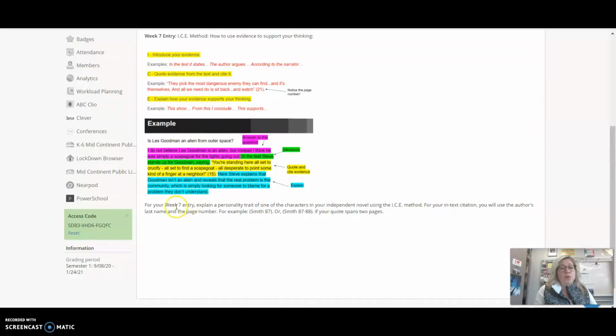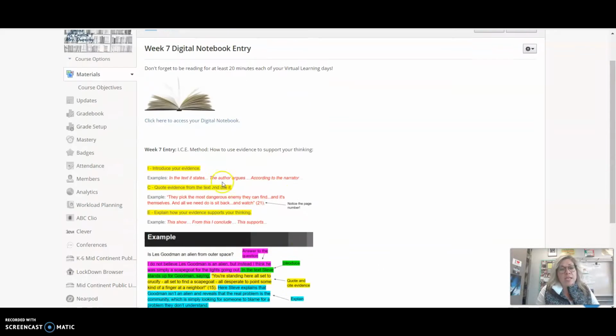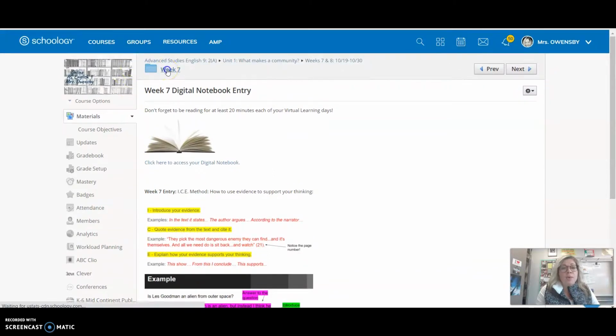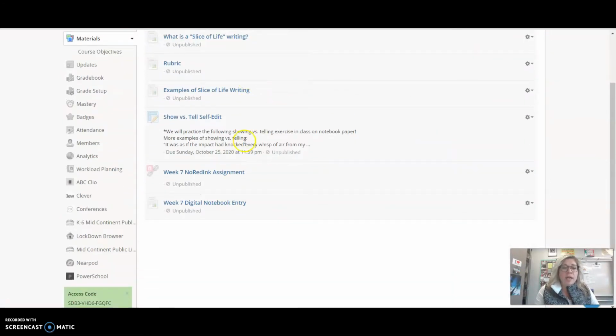And then here is what you need to do for your week 7 entry. It has to do with personality traits of one of the characters in your reading, just to practice kind of going through this ICE method, okay? Okay, I think that's about it.